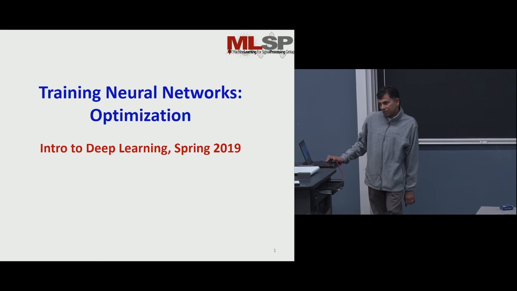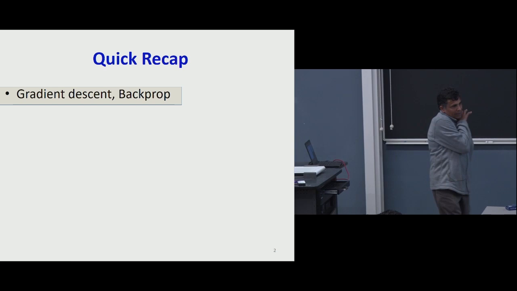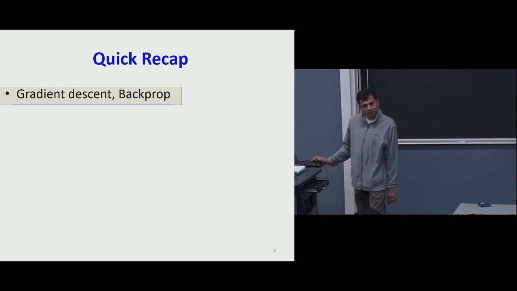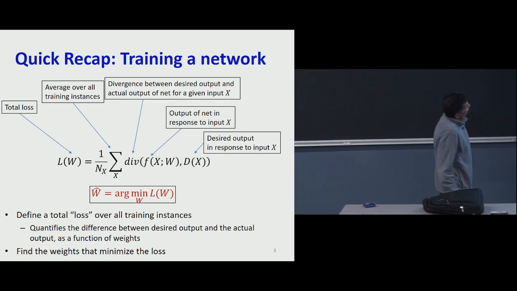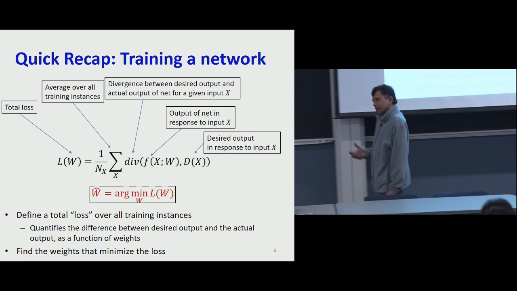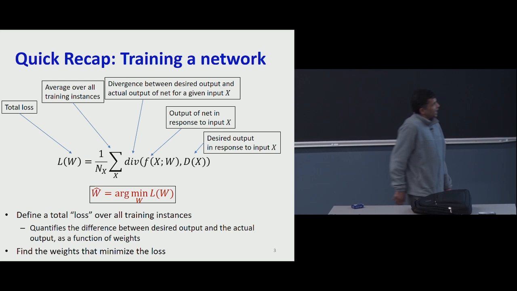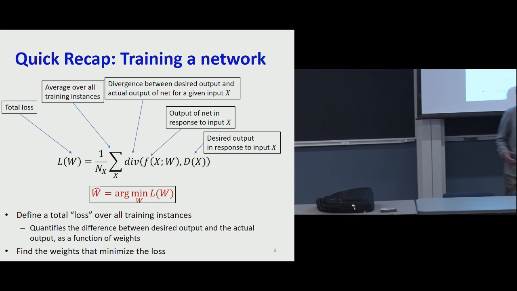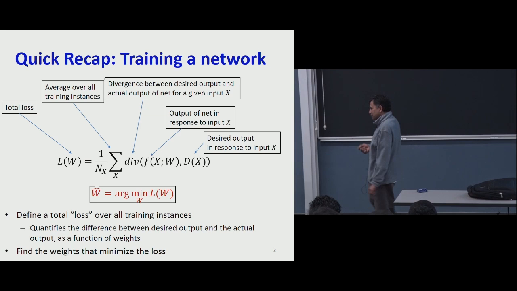So here's a quick recap of where we were. Everything that we've done: we went through gradient descent and back propagation. Here is the basic formalism that we use for training the network. We have a loss function. The loss function is a function of the parameters of the network, and it is defined as the average divergence over a whole bunch of training samples. And we try to find the parameters that minimize this loss.